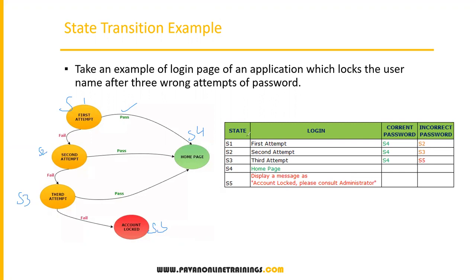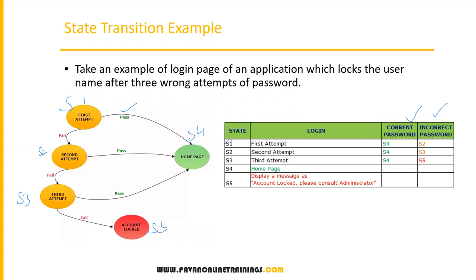Now we will list out all the states in one column and we will also name them. S1 is the first attempt, S2 is the second attempt, S3 is the third attempt, S4 displays the home page, S5 account is locked. So 5 different states we have specified, and then here we prepare some data.